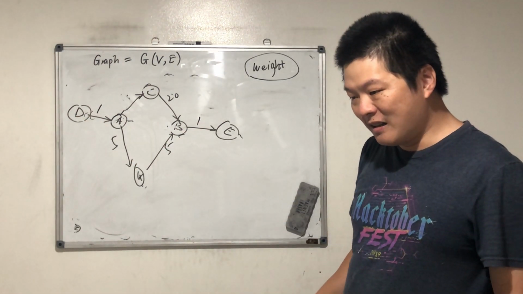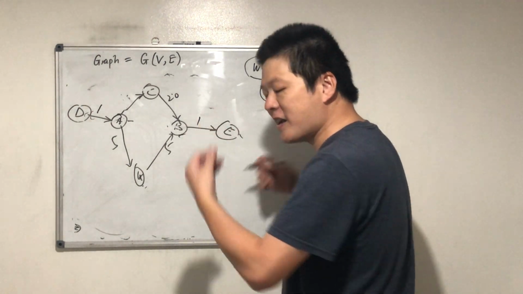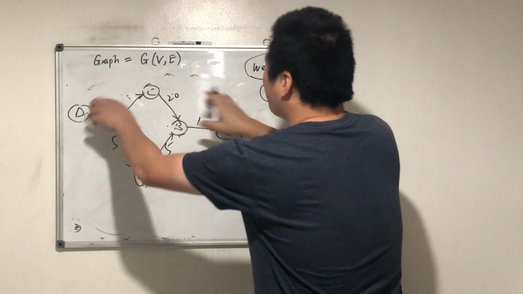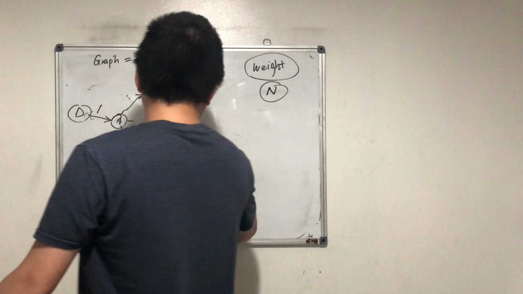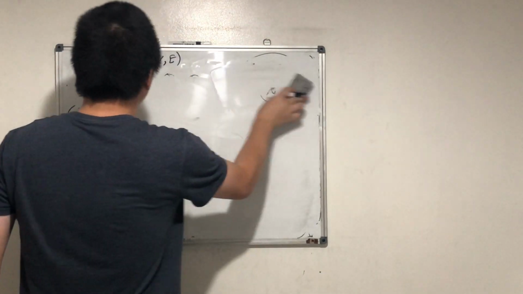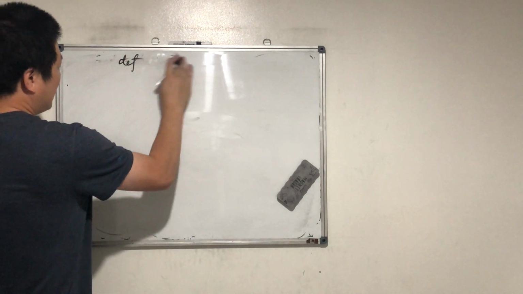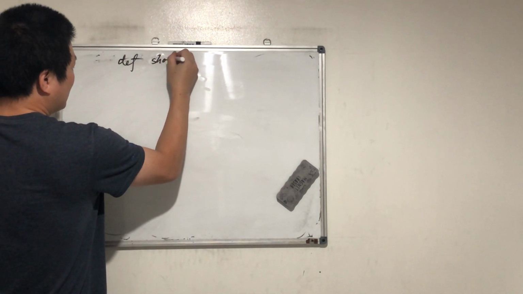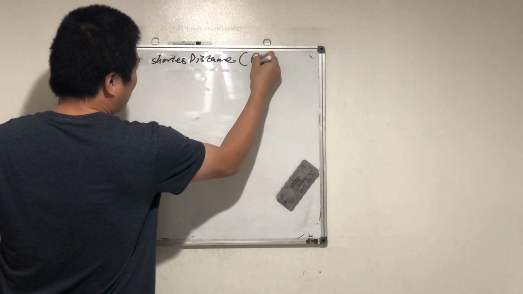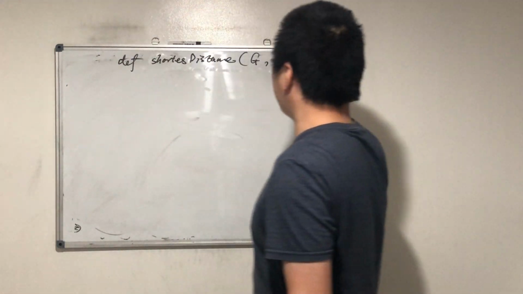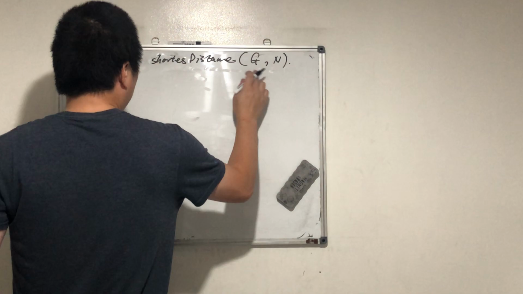So if there are n vertices, we want to find the shortest distance between any two vertices in a graph. Okay, let's do this. Define shortest distance, that's a graph, and n is the number of vertices.